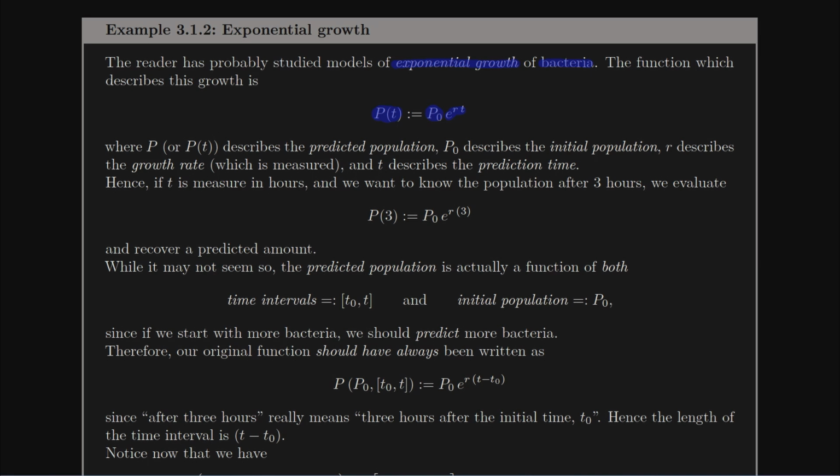And so if we happen to have something like, how much bacteria do we have in 3 hours? We just plug in a 3 for time and we get our answer. Well, it may not seem so, but actually our predicted population, meaning what's on the left here, what we're trying to predict, is a function of time windows and initial populations, the thing we're measuring. We should always think about this spatial variable or the position variable as whatever we decide to measure in our experiment. And so we are actually a function of time windows here and some other variable p0.